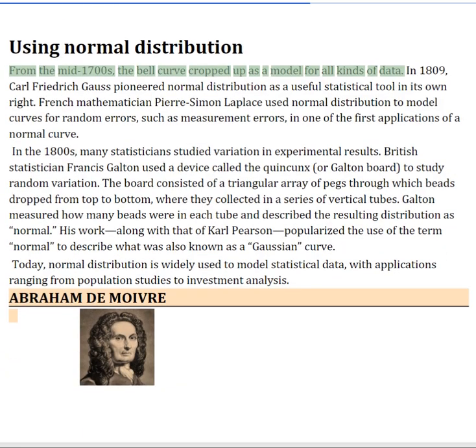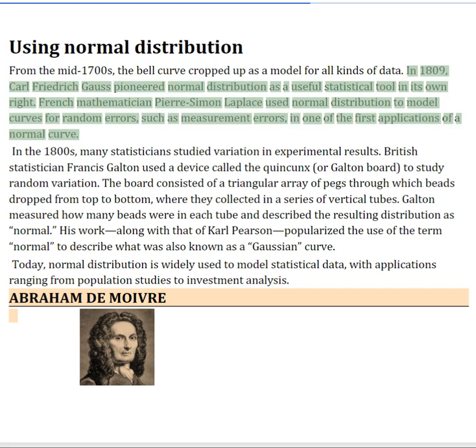Using normal distribution. From the mid-1700s, the bell curve cropped up as a model for all kinds of data. In 1809, Carl Friedrich Gauss pioneered normal distribution as a useful statistical tool in its own right. French mathematician Pierre-Simon Laplace used normal distribution to model curves for random errors, such as measurement errors, in one of the first applications of a normal curve.